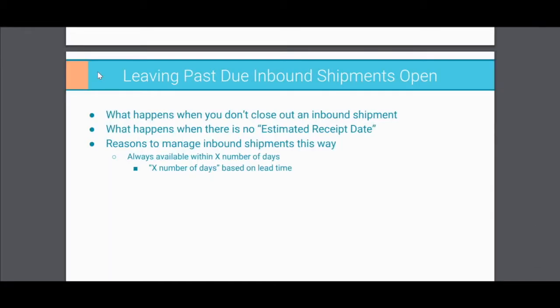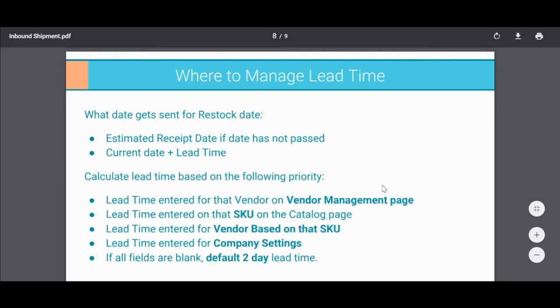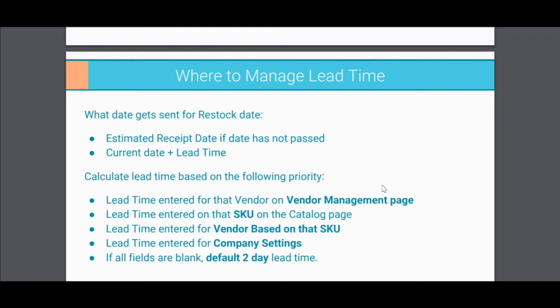So to review, the first date we would send to Amazon for the future restock date is always the estimated receipt date, assuming that that date hasn't passed yet. If that's not the case, then we'll go with the current date plus lead time. So we calculate your lead time in this priority, meaning we'll first look at this first bullet point, that is the vendor on your vendor management page for the vendor for that inbound shipment, and then work our way down eventually to the default one if nothing else is filled in.